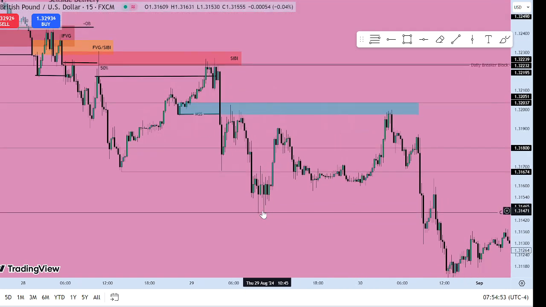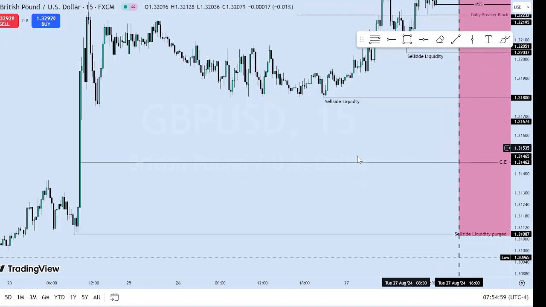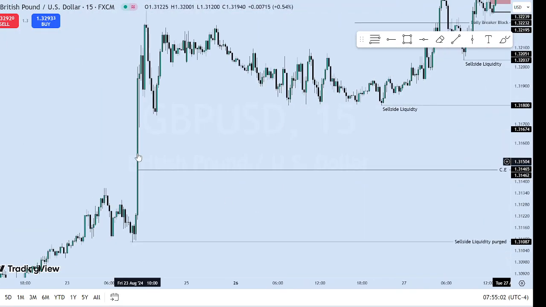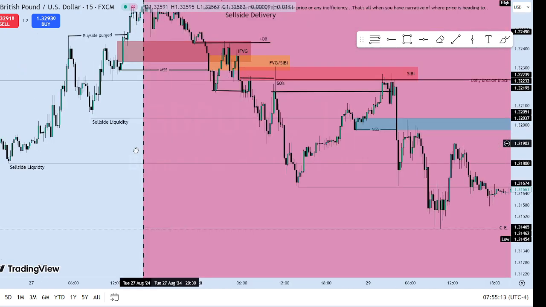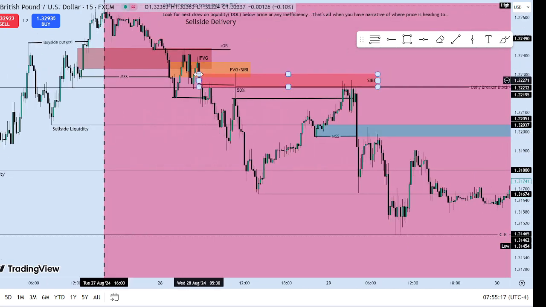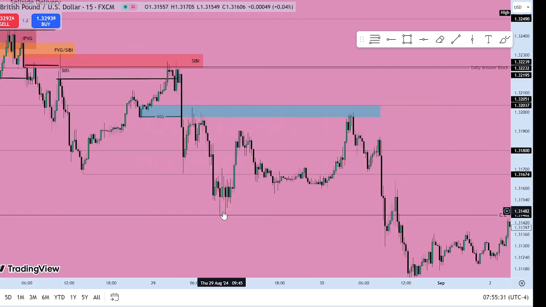You can see after we reach the inefficiency, 50% of the fair value gap BC. This is BC. It was created when we are buying: buy side inefficiency, sell side imbalance. But if we are selling, like here, CB is created while we are selling. That is sell side inefficiency, buy side imbalance. That's the meaning of CB.